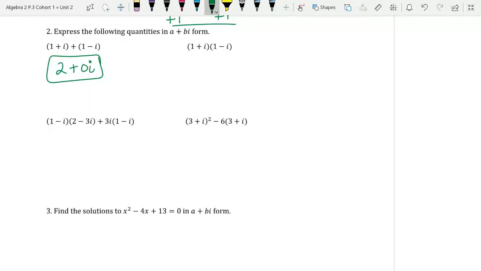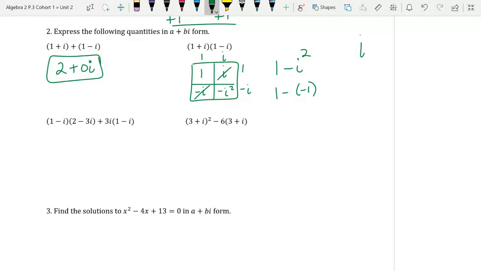For the second one, I'm multiplying these two things together. So if I multiply these out, I'm going to make my boxes. That's not big enough. So I have 1 times I, 1 times negative I, and negative I squared. If I combine everything, these i's that are across from each other are going to cancel. So I have 1 minus I squared. But I squared, remember, is the value of negative 1.